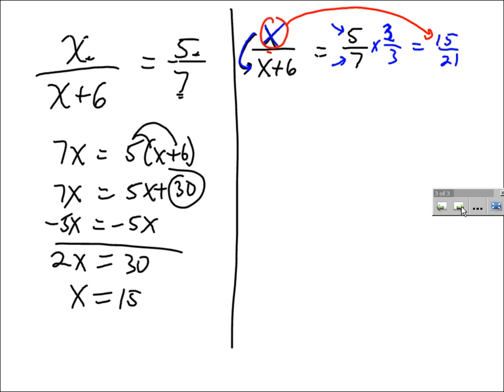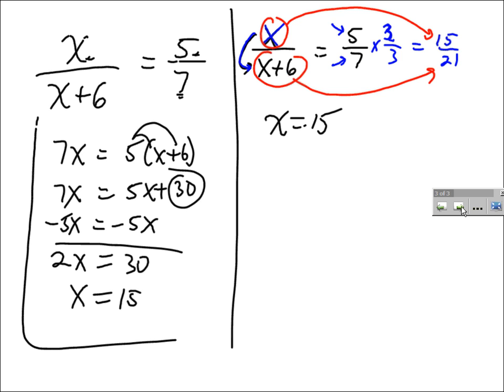You can also say that the bottom equals the bottom. Some number plus 6 is 21. 15 plus 6 is 21. x is 15. x is equal to 15. Look at the work I did over here. Look at the work I did here.